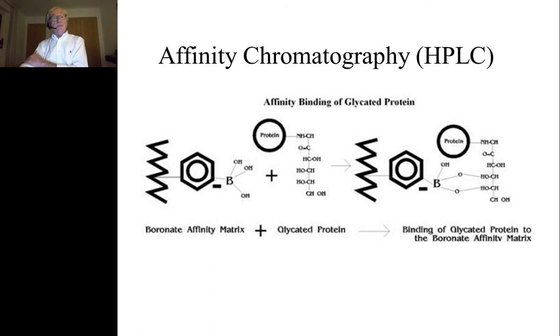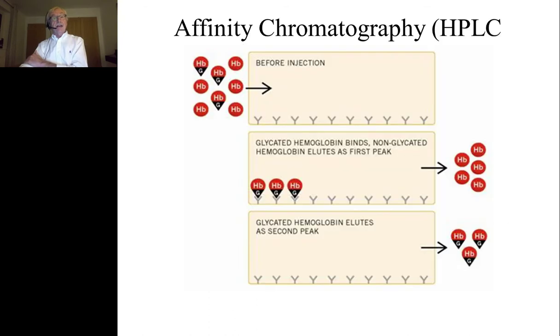The glycated hemoglobin binds the boronic acid and the non-glycated hemoglobin washes off the column. We can then use a counterligand to wash off the glycated hemoglobin, and we can measure the color in the two fractions and calculate a percentage.